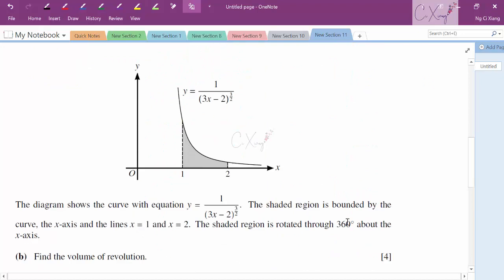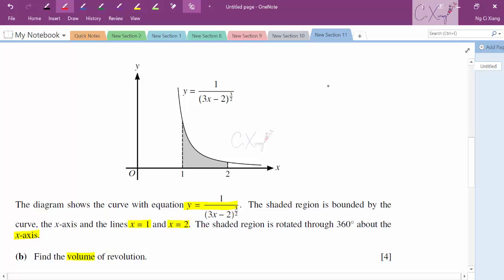And now we proceed to part B. For part B, they give us this diagram as well, and the shaded region is bounded by the curve, the x-axis, and the lines x equals 1 and x equals 2. And this is the equation. The shaded region is rotated through 360 degrees about the x-axis, which means we need to integrate with respect to x later. They want us to find the volume of revolution.